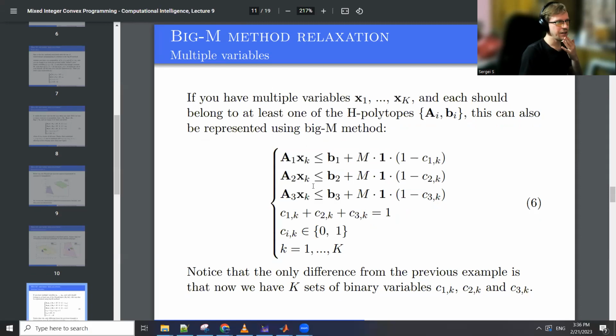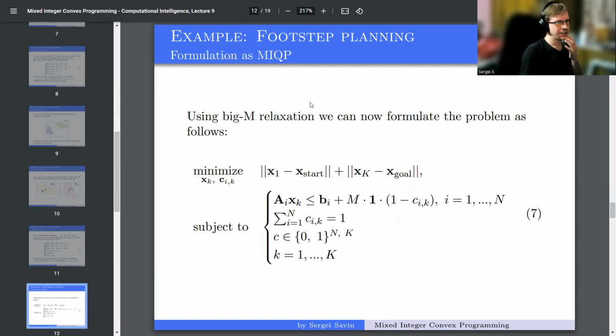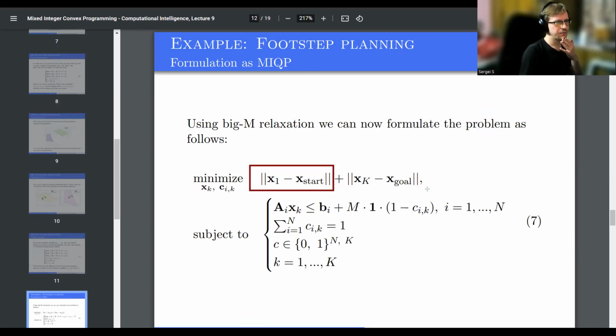All right, I think we're almost out of time, so I will hurry up a little bit. So now the problem of path planning with big M relaxation looks like this. Again, the minimal distance: first step has to be at the start, last step has to be at the goal. We have additional binary decision variables here. Let me denote them in blue, as I was doing with the whole thing. Binary decision variables. And now we have our big M relaxation here.